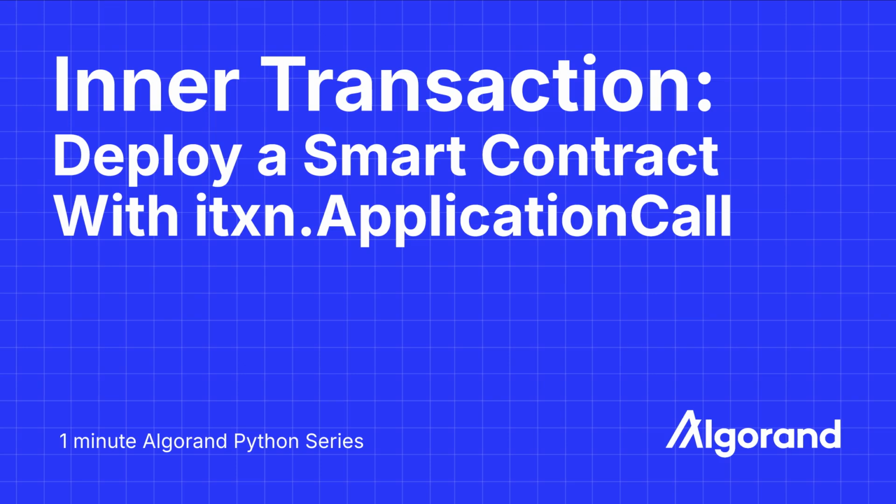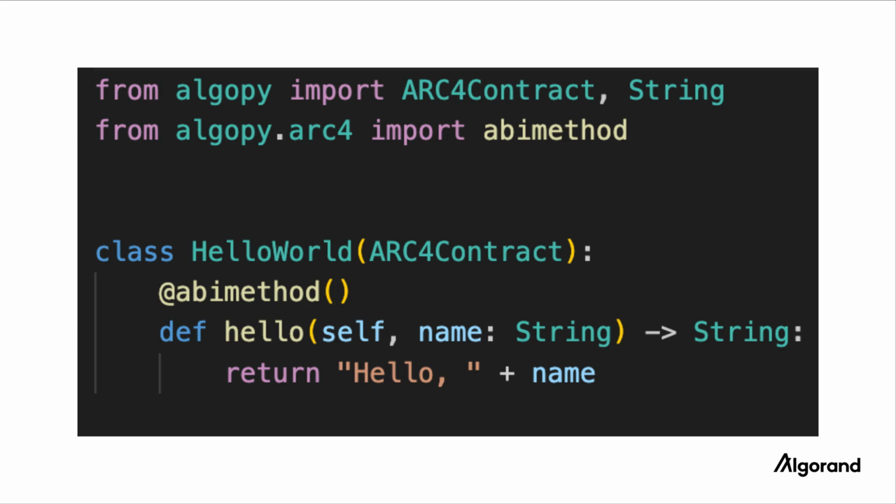Let's learn how to deploy a smart contract within the smart contract using the itxn.ApplicationCall class. The code example in this video will be deploying this simple Hello World smart contract.